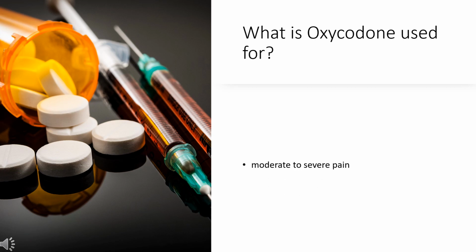What is oxycodone used for? Oxycodone is indicated for the treatment of moderate to severe pain. There is also an extended-release formulation indicated for chronic moderate to severe pain requiring continuous opioid analgesics for an extended period.